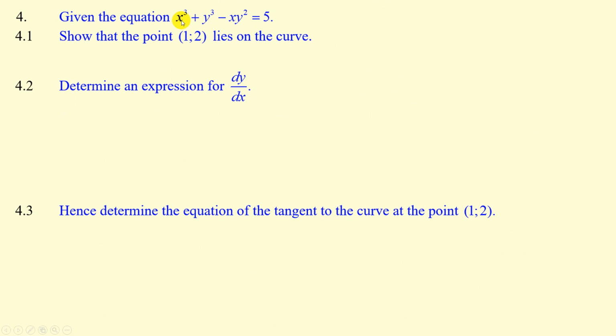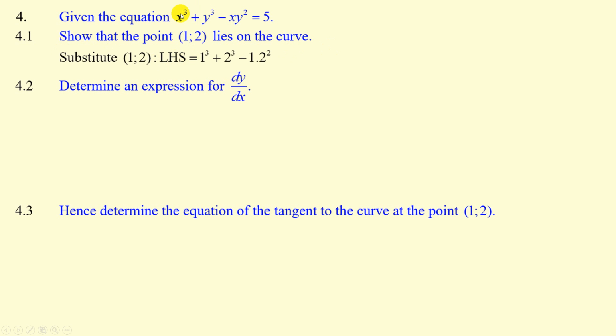So here we go. This is going to be another implicit differentiation, I can see immediately. Show that the point (1, 2) lies on the curve. Now when you show that (1, 2) lies on the curve, you should officially, strictly speaking, go left-hand side, right-hand side.